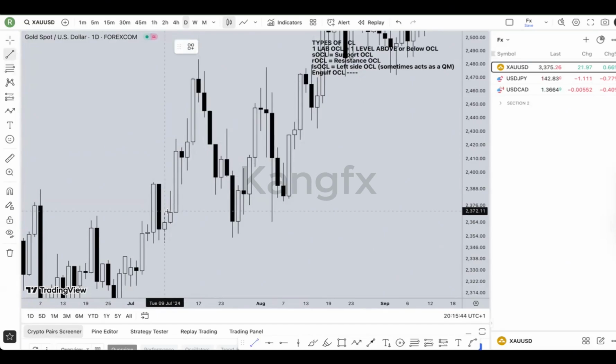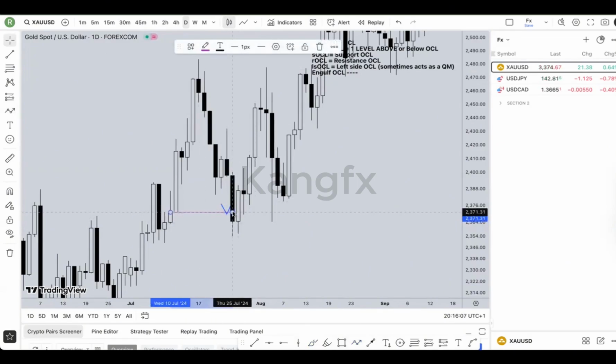And remember, I said it must be broken twice. Note, it must be broken twice. This was an OCL here, and the OCL was supposed to act as support. It was supposed to act as support at that zone. You see that? But the market broke through it.